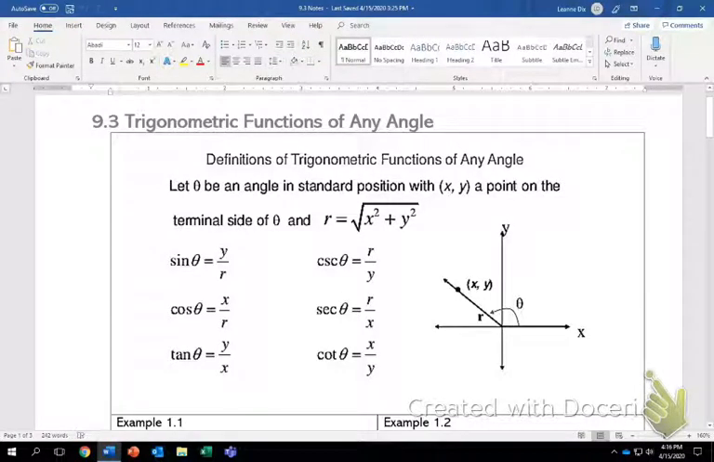All right, 9-3, trigonometric functions of any angle. So this is getting into one of my favorite topics of mathematics, which is the unit circle. I'm so excited. But before we get started, there are some things you should probably note.